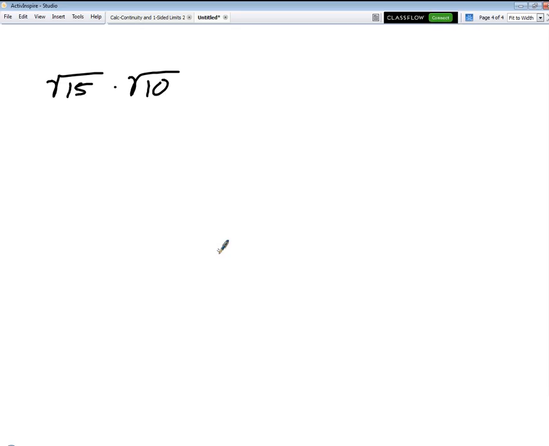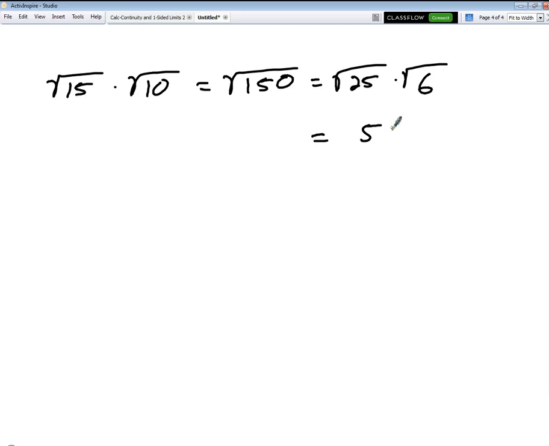Yeah, sure, we could. We could just write this as the square root of 150. And in this case, that's helpful probably because we know what's a perfect square factor of 150. 25, right? So we could write this as the square root of 25 times the square root of 6. So what's our answer? 5 square root of 6. Good. Okay, I think that's fine.